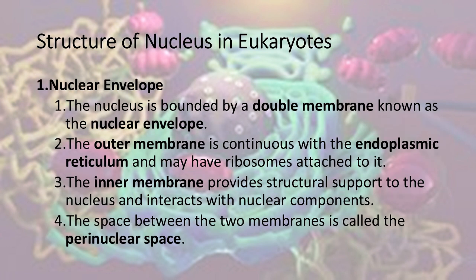Structure of nucleus in eukaryotes. Nuclear envelope. The nucleus is bounded by a double membrane known as the nuclear envelope. The outer membrane is continuous with the endoplasmic reticulum and may have ribosomes attached to it. The inner membrane provides structural support to the nucleus and interacts with nuclear components. The space between the two membranes is called the perinuclear space.